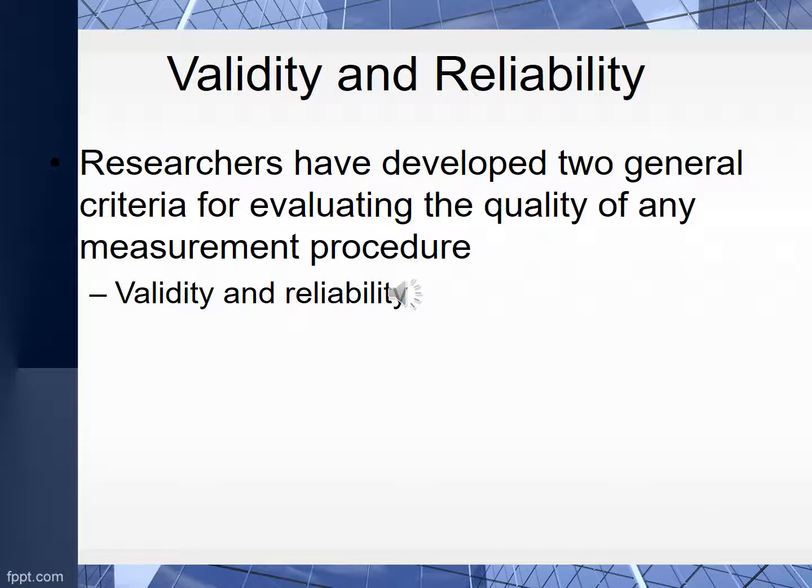Validity and reliability. Researchers have developed two major criteria for evaluating the quality of any measurement procedure. Validity has to do with measuring what the construct purports to measure. So when you're measuring intelligence, your measurement tool must be measuring the construct of intelligence. Reliability has to do with consistency and stability of your measurements, that you're getting the same results on multiple occasions.